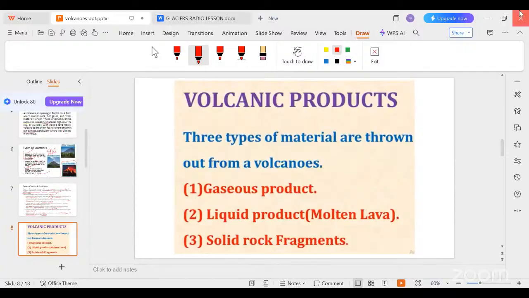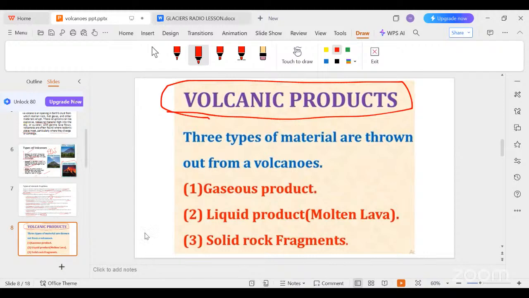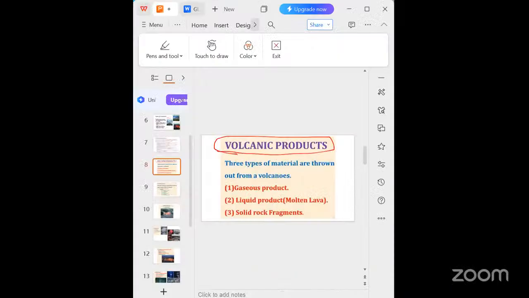And now we are going to volcanic products, right? So there are three types of materials thrown out from a volcano. The first one is gaseous products, and the second is liquid products, in the form of molten lava. And the third one is solid rock fragments. So the substances in gaseous, liquid and solid forms, volcanic products, come out from a volcano through eruption, right?